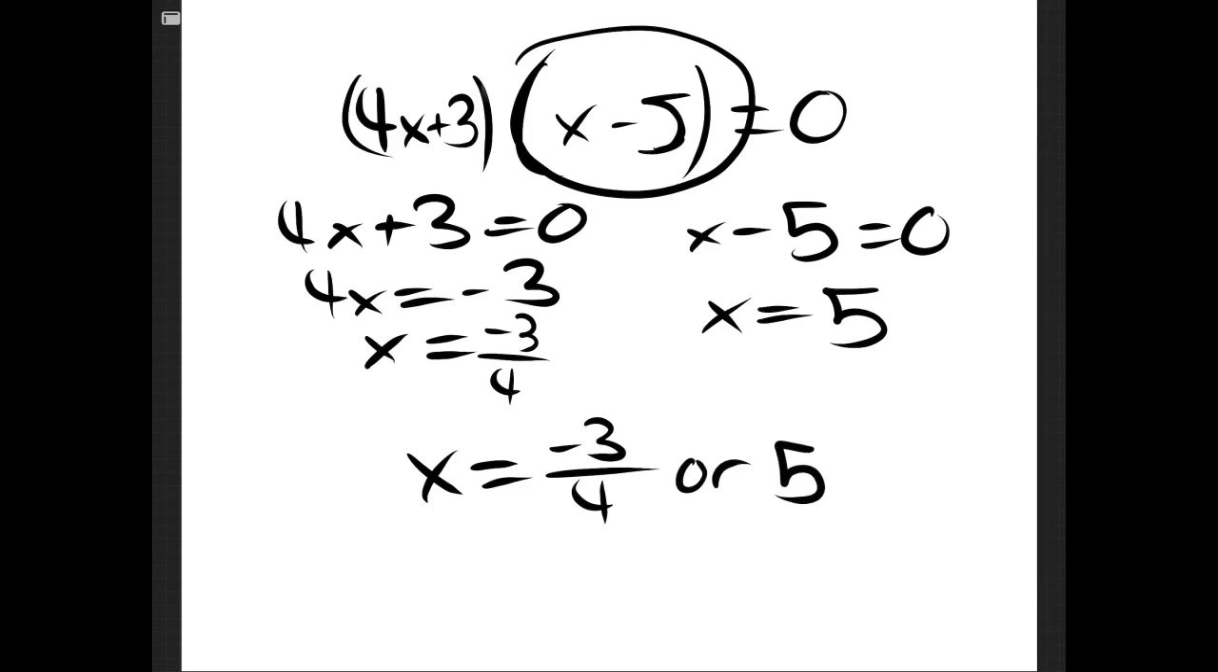Could be any. There's no actual one solution. It could be any of these two solutions. These are the options for the solution because one of these factors has to be equal to 0, but we don't know which one.